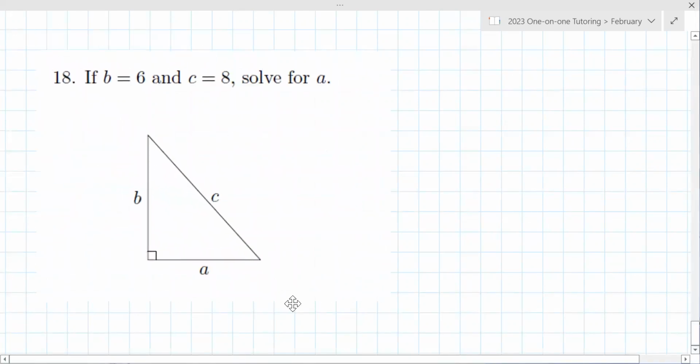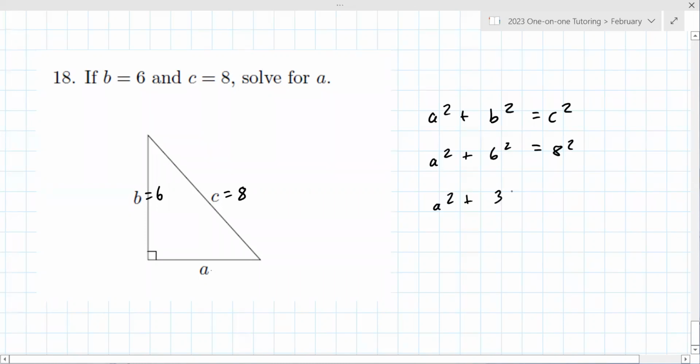If B is 6 and C is 8, solve for A. Again, I like to write the formula every time. It helps me to remember it. You will forget them if you don't write them down and use them. Notice that you're not given the leg this time. So it's A squared plus 6 squared equals 8 squared. So I'd have to do 64 minus 36. That's right, 28. And then I need to reduce the square root of 28.